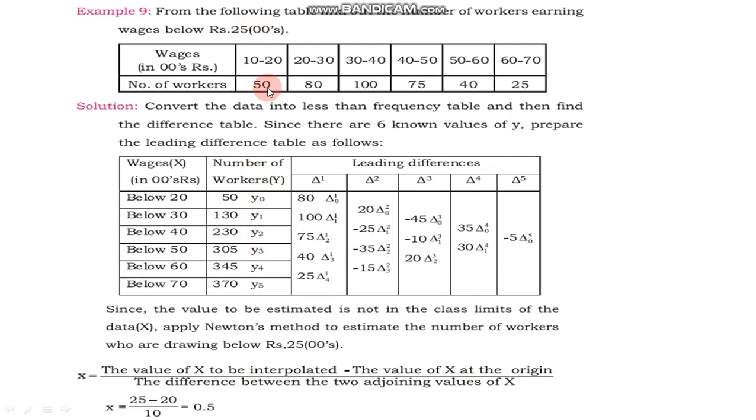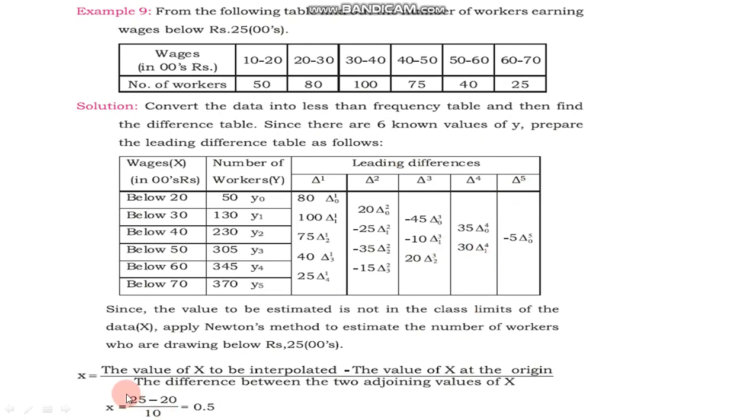Come to the y column, the first number is the same, that is 50, y naught. 50 plus 80, 130. 130 plus 100, 230. 230 plus 75, 305. 305 plus 40, 345. Plus 20, 370. In the y column you have to do the less than cumulative frequency. After that, the leading difference is the same. 130 minus 50, 230 minus 130, 305 minus 230, 345 minus 305, and 370 minus 345, until we get one number. According to this example, you have to stop there at delta naught 5.